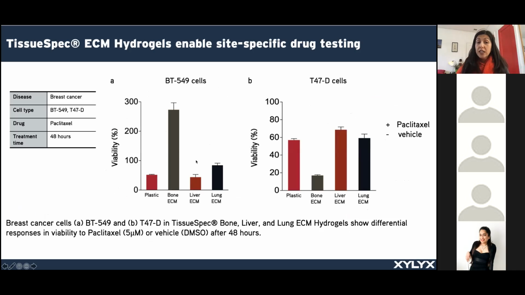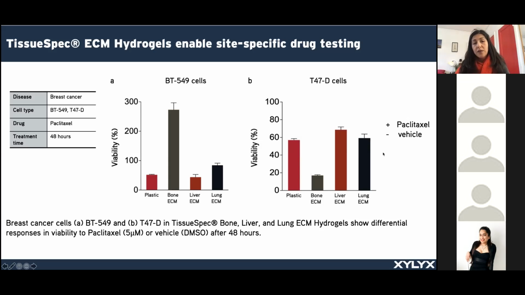For the drug testing in breast cancer cells, we use two cell types. BT549, as I mentioned earlier, is a triple negative cell line, and also T47D cells, which are estrogen and progesterone receptor positive. And we use paclitaxel to treat them for 48 hours, and we analyze the percentage of viability of these cells.